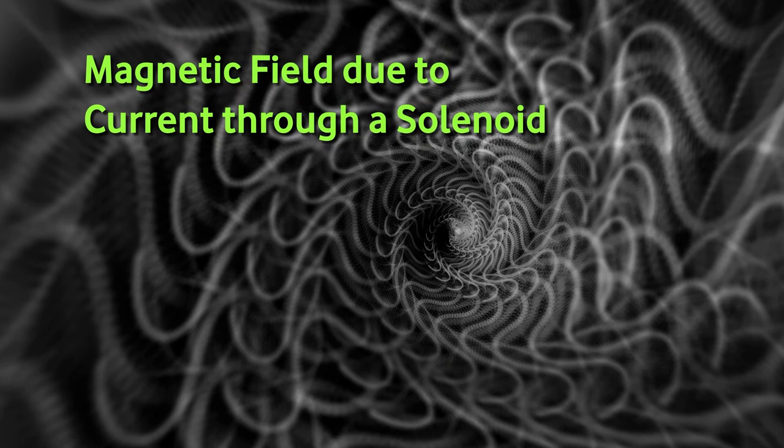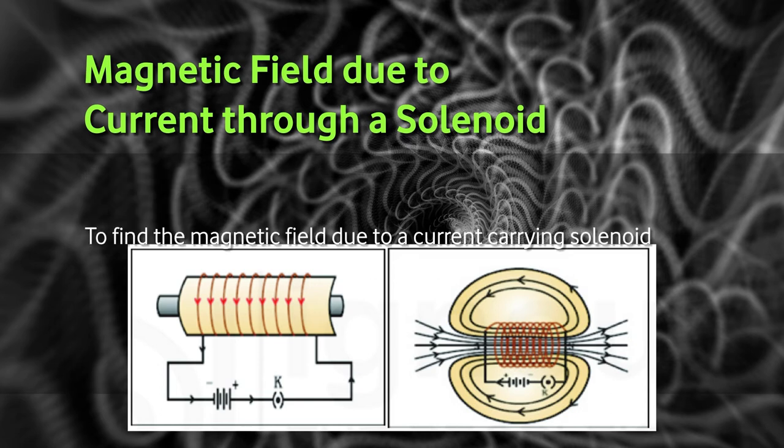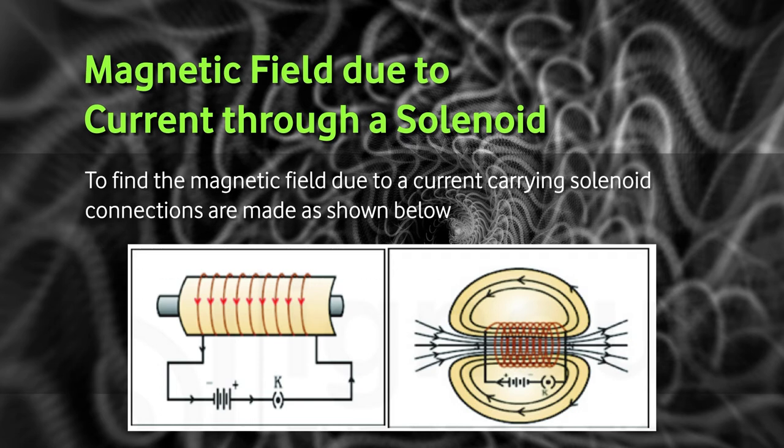Similarly, if you want to introduce how a magnetic field is generated when a current is passing through a solenoid, many of your students may know the solenoid, few of them may not be aware of what a solenoid is. So a solenoid is basically a coil of many circular turns around a long straight core. To find out the magnetic field due to a current carrying solenoid, you need to make the connections: connect the solenoid with the cell, with the key, and put a compass below the solenoid.